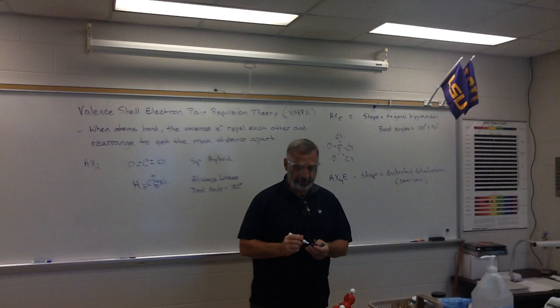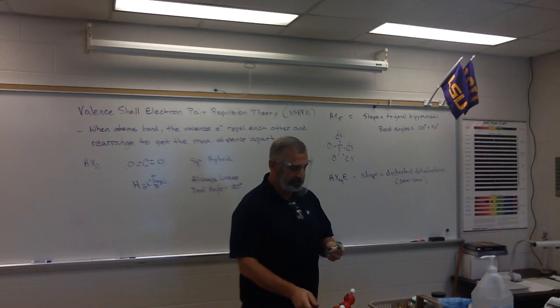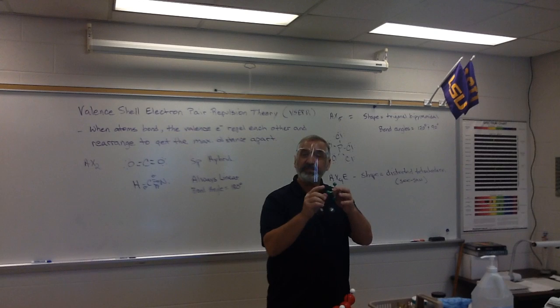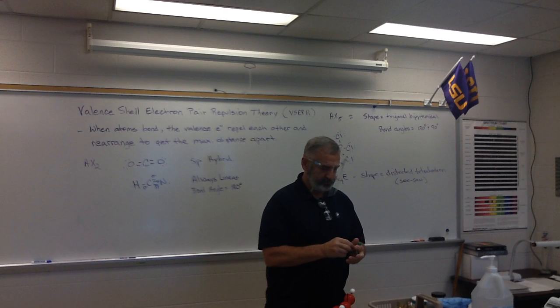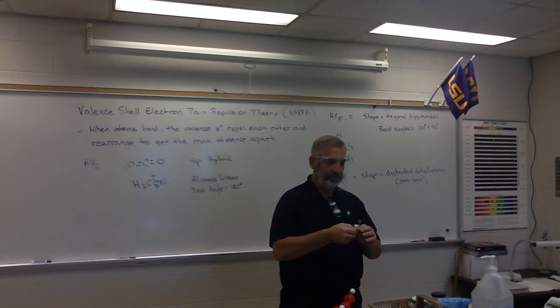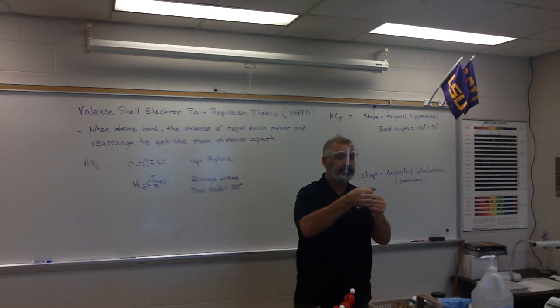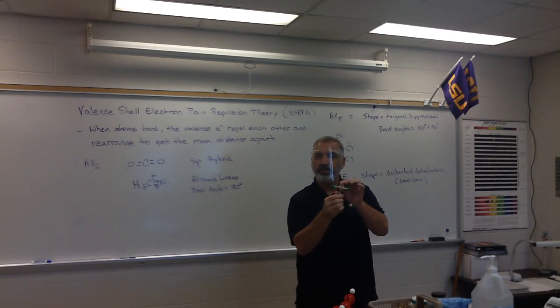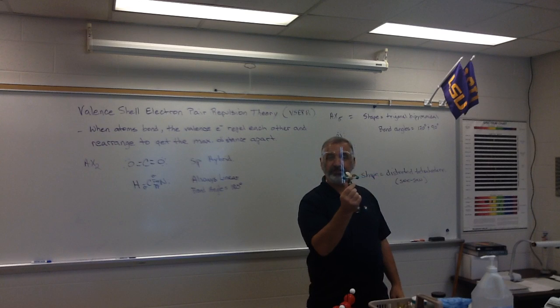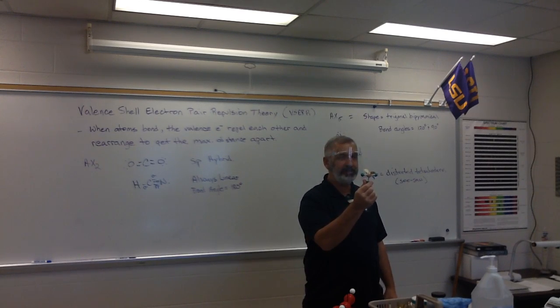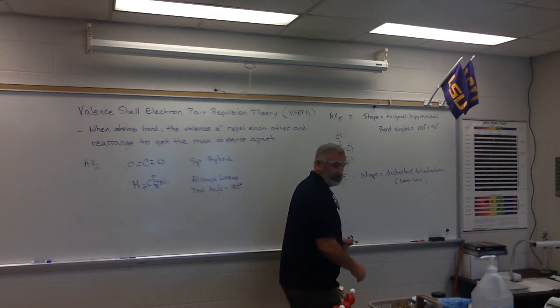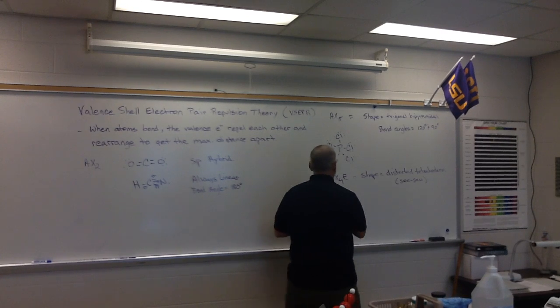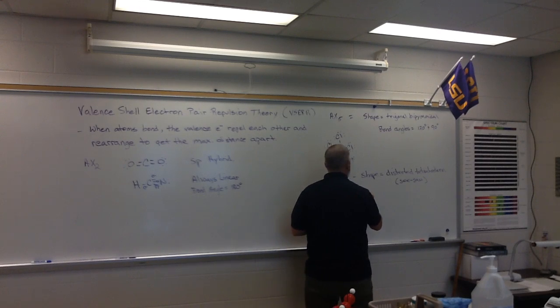Now, what if there are 2 lone pairs? What if it's AX3E2? Well, again, the lone pairs are going to come out of the equatorial positions. What would be a good name for this shape? A T. It's a T shape. Okay? Like Mr. T, I pity the fool. AX3E2 is going to be T-shaped.